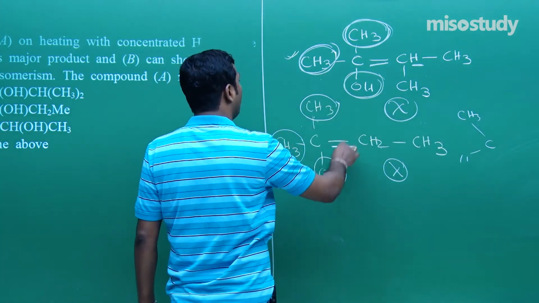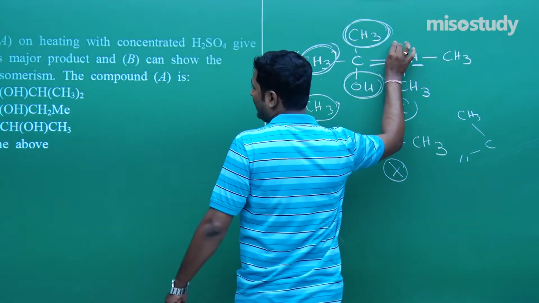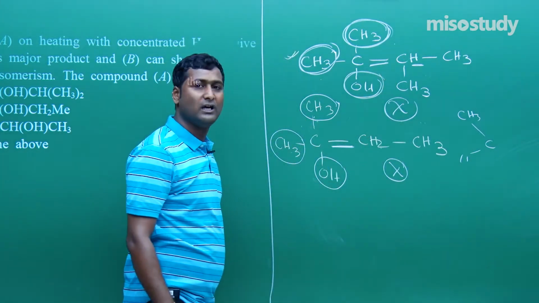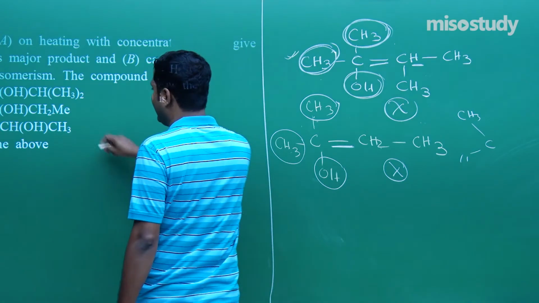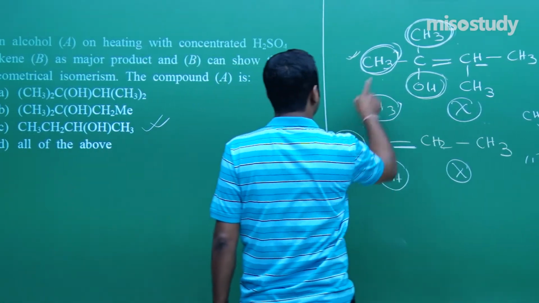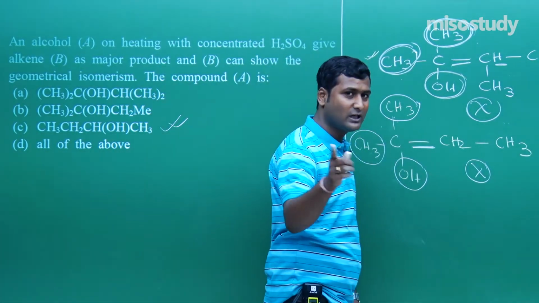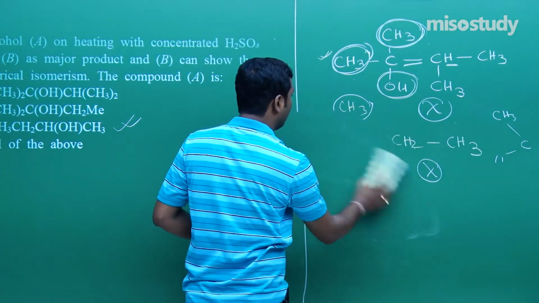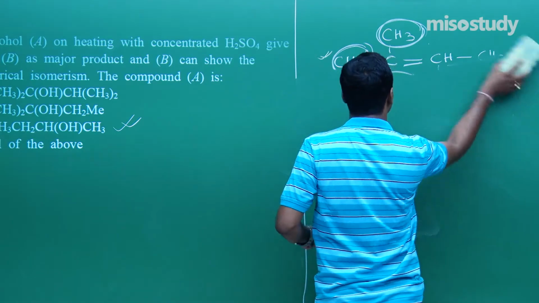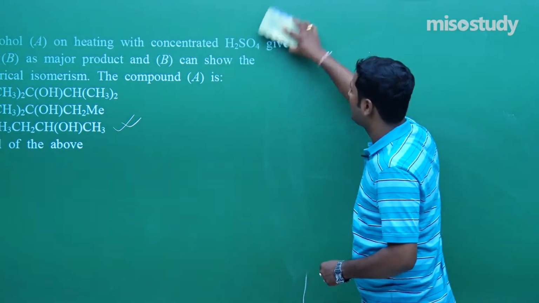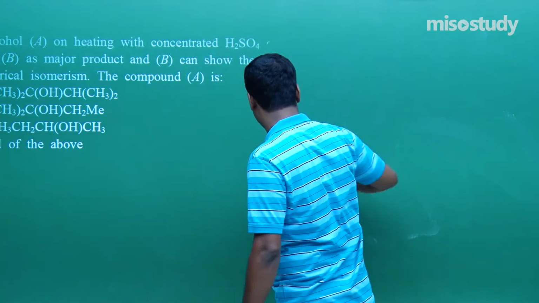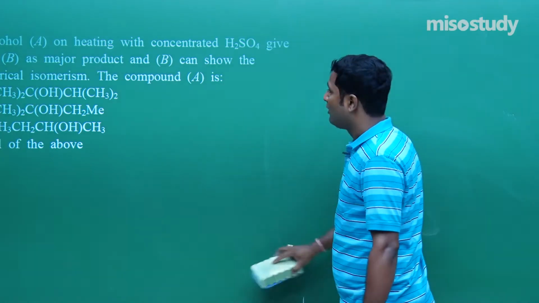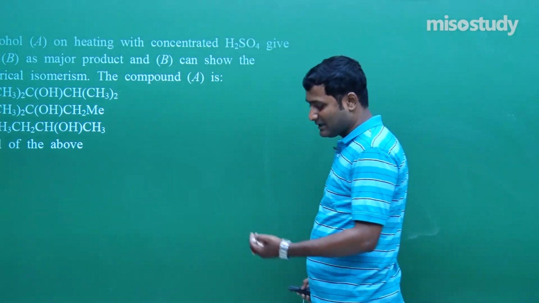So in this case we can say that A and B cannot give geometrical isomers. A and B give a product which will not give geometrical isomers, but C gives a product which will give geometrical isomers. So we can say for question number 4, C is the correct option. Is it clear to you? For question number 4, C is the correct option.